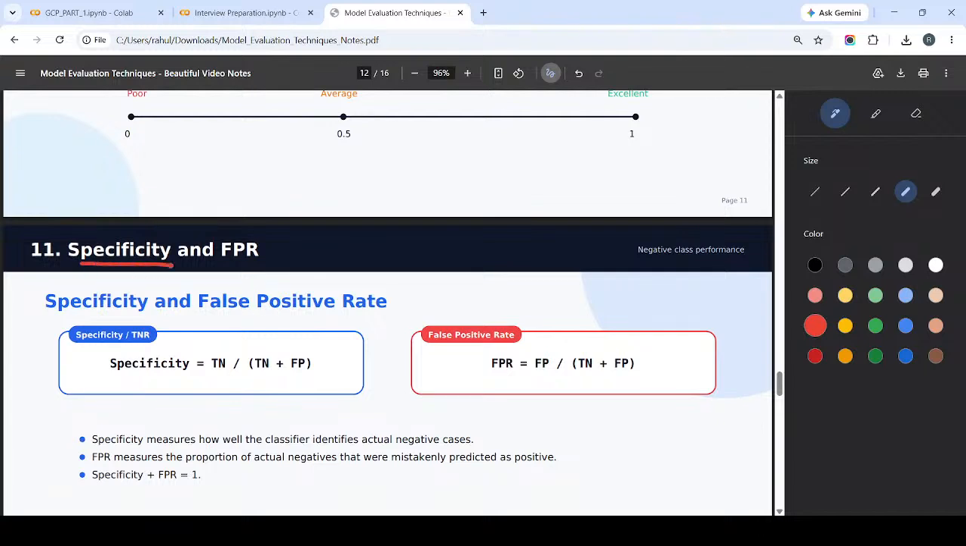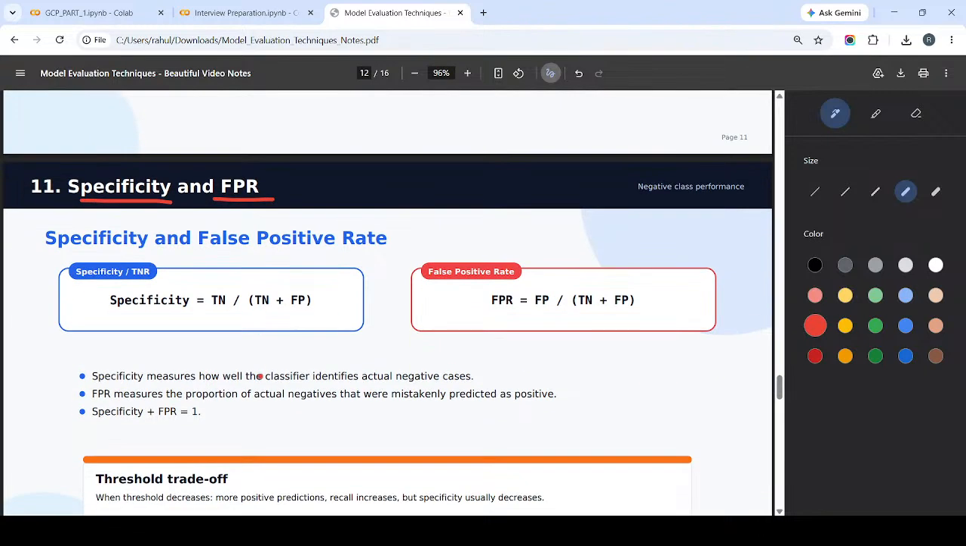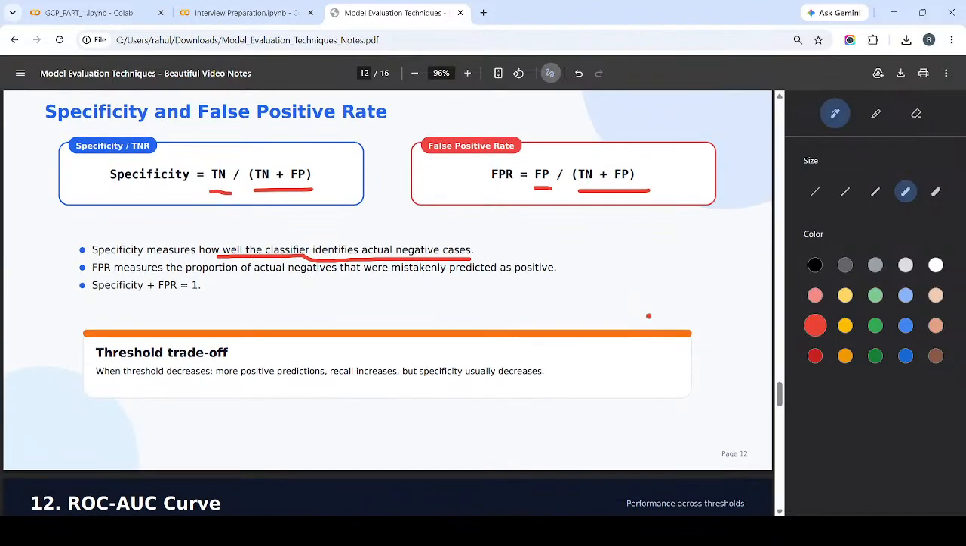Now come specificity and false positive rate. Specificity is how well the classifier identifies actual negative results. So it is correct negative predictions to the actual negatives. And the false positive rate is the negative values that are mistakenly considered as positive upon total actual negatives.